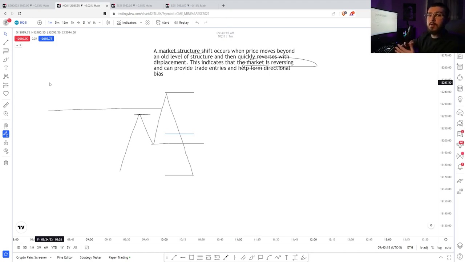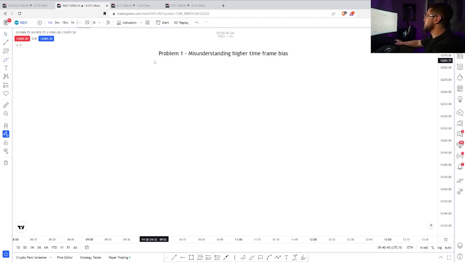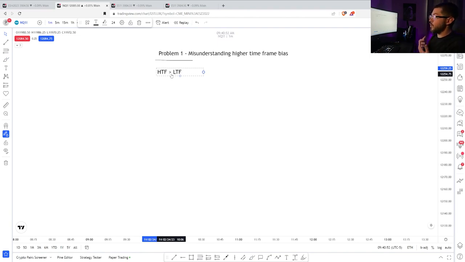Pay attention to this next part very closely, because if you don't understand this, then you will never be consistent with any strategy, ICT or not. So problem number one is misunderstanding the higher time frame bias. If you're looking on the lower time frames for market structure shifts, then you have to understand, why are you looking for it? Is the higher time frame bullish? Does this even make sense to look for a shift today?